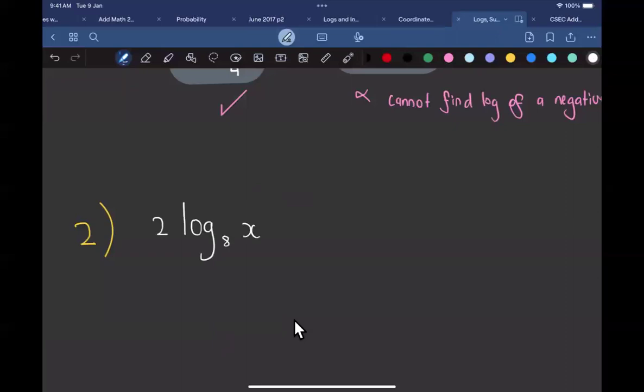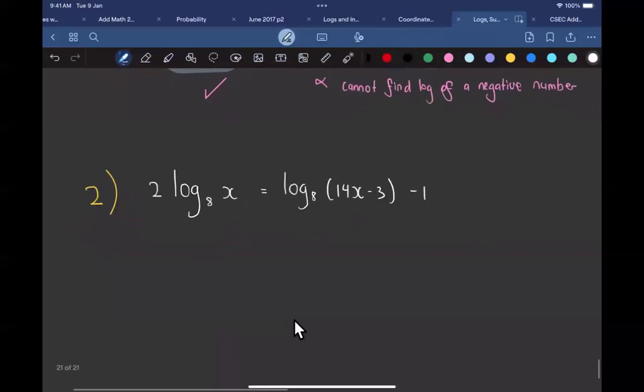Right? So 2 log base 8 is equal to log base 8. And this question had a trick. Aliyah, I don't know if you saw the trick. Let me just check back your working. Oh no, you fell for the trick. I'll catch you.